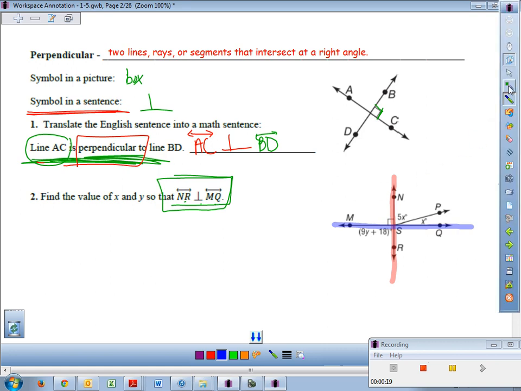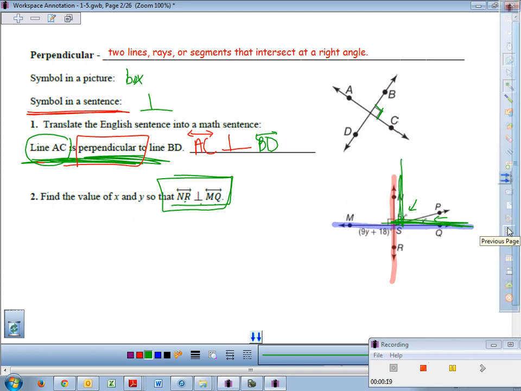They say, please find the value of x and y. So let's find x first. Here's a 5x. Here's a 1x. This is supposed to be 90 degrees if they're perpendicular, correct? So what kind of equation can we set up to do that? 5x plus x equals 90. Would you agree with that? Let's combine like terms right away. What's 5x plus x? 6x should equal 90, correct? Right, because we did 5x plus 1x equals 90.